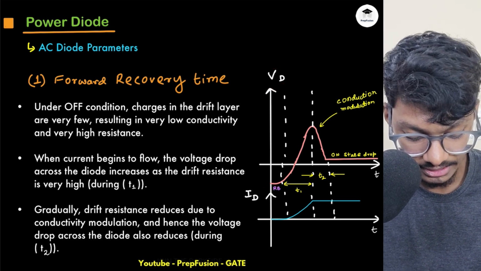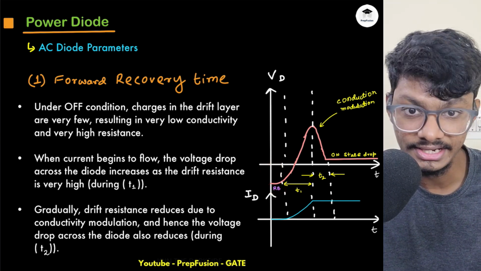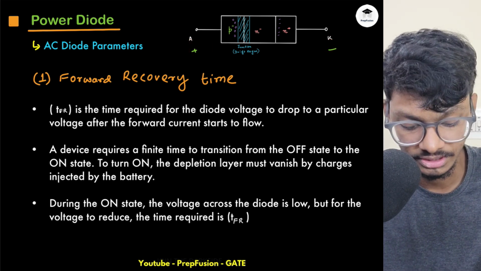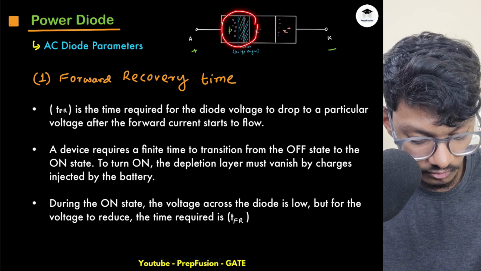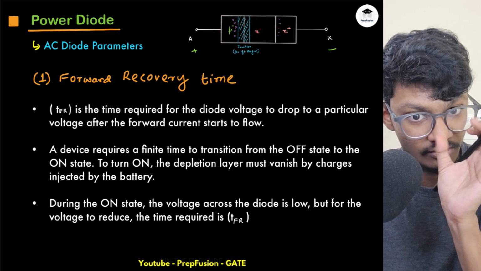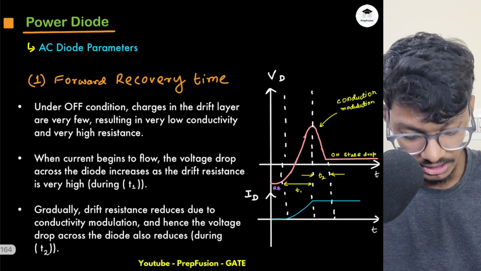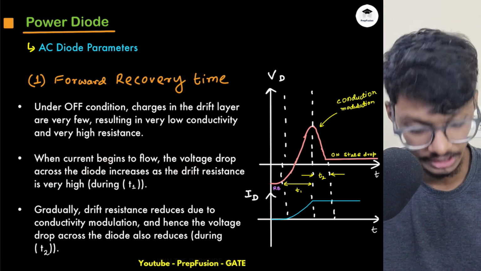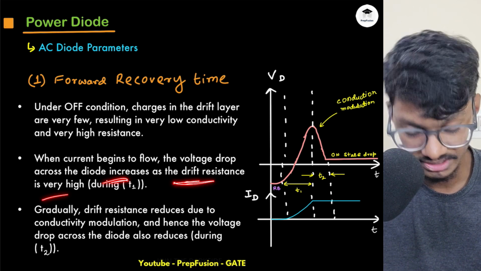What is happening is that it is off, right? Before this is reverse bias, this is off. Now as soon as I make it forward bias, as soon as I increase the voltage of this diode, what will happen? The charges present in the drift layer are very low, hence the depletion width is very wide, hence the drift resistance will be very high. If the drift resistance is very high, there will be a large voltage drop across the diode. Okay, so the voltage drop across the diode increases as the drift resistance is very high.